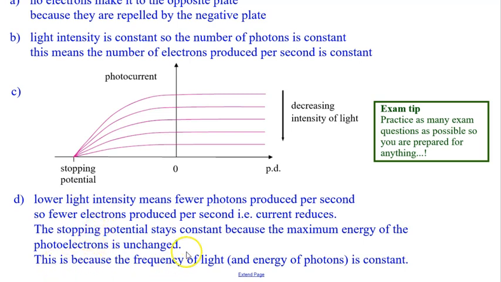So just to summarize that, the frequency of light is staying constant. Therefore, the energy of the photons emitted from the light stays constant. Therefore, the maximum Ke of the photoelectrons stays constant, and the stopping potential is related to the maximum Ke. So that is a measure of the energy required, or the work done, to slow down those fastest electrons.